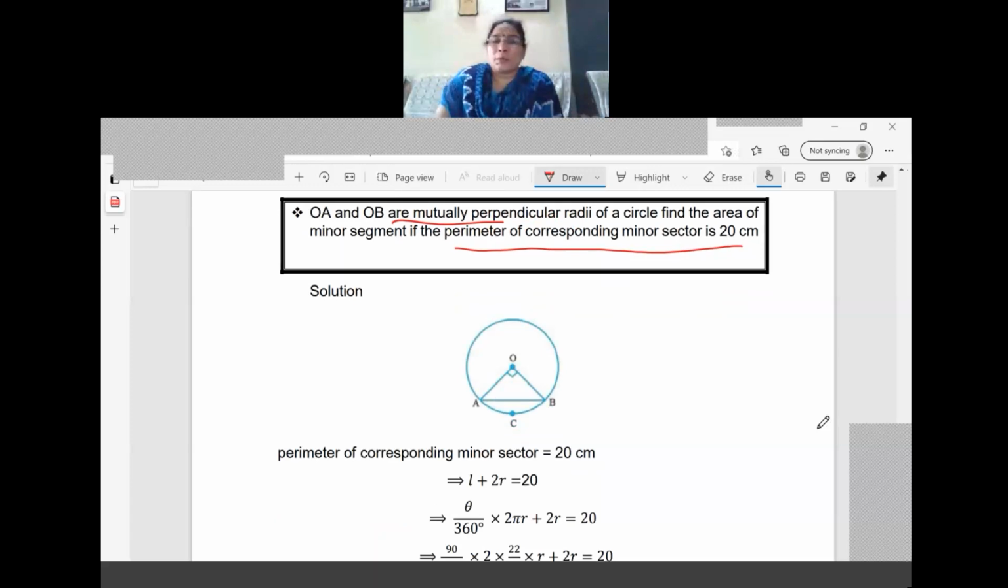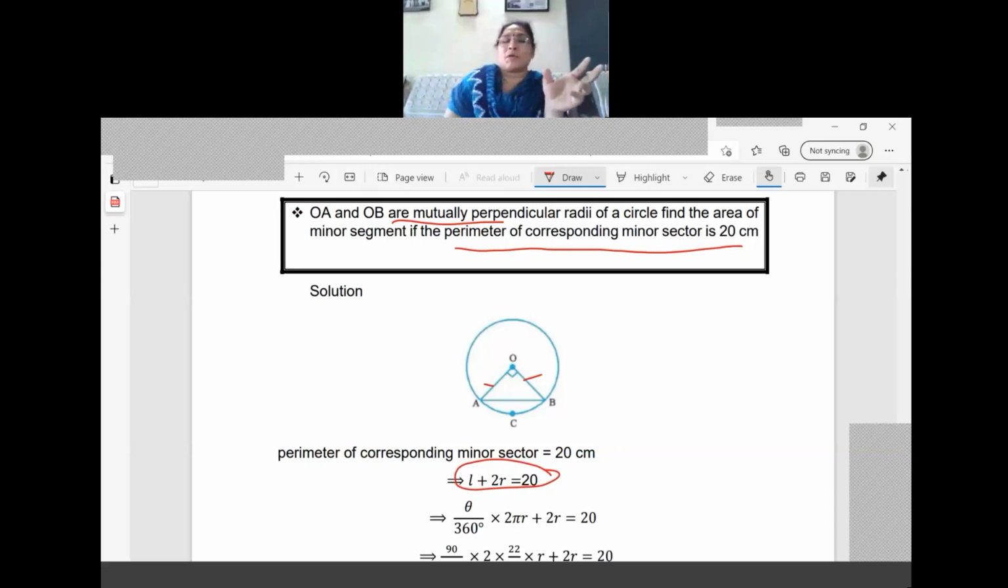So perimeter of the corresponding minor sector, what are the parts it will consider? The two radii, that is OA, OB, then arc ACB, right? Arc ACB means it is L, then the two radii means it is 2R. So L plus 2R equal to 20. That is given in the question.